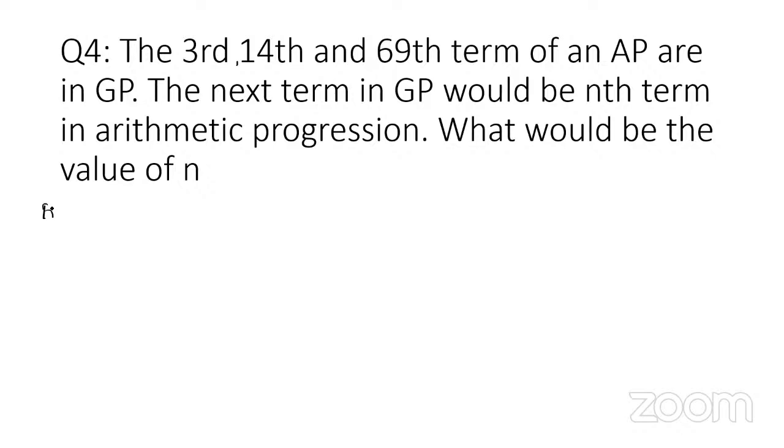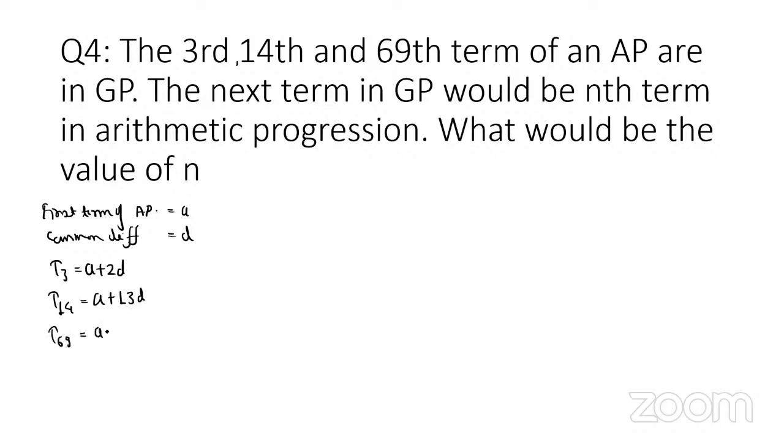Guys, third, 14th, and 69th terms of an AP are in GP. Okay, if I say the first term of AP is basically small a, and the common difference of AP is basically small d, so I can say the third term is nothing but a plus 2d, right? I can say the 14th term is a plus 13d. And then the 69th term should be a plus 68d, right?